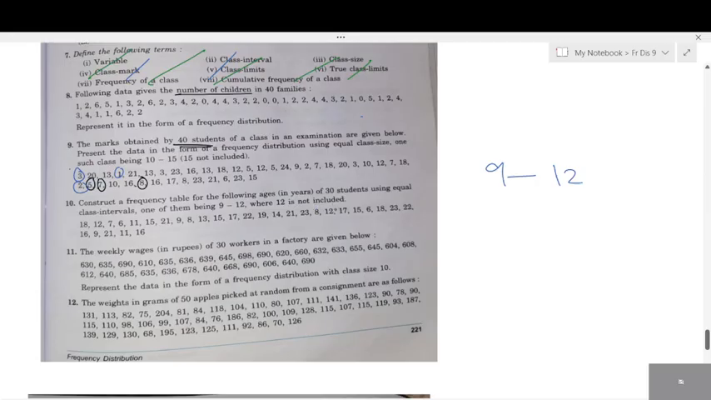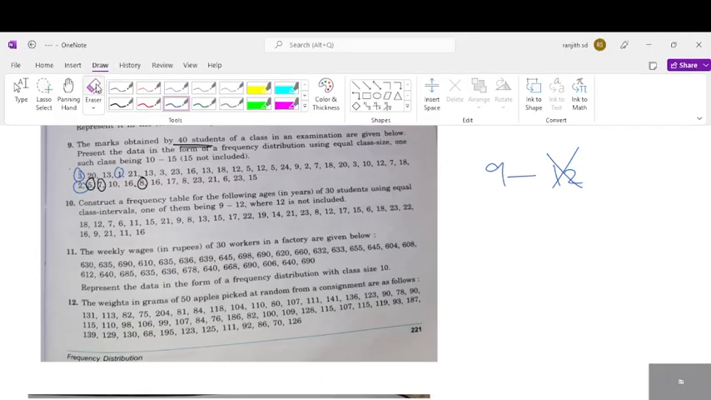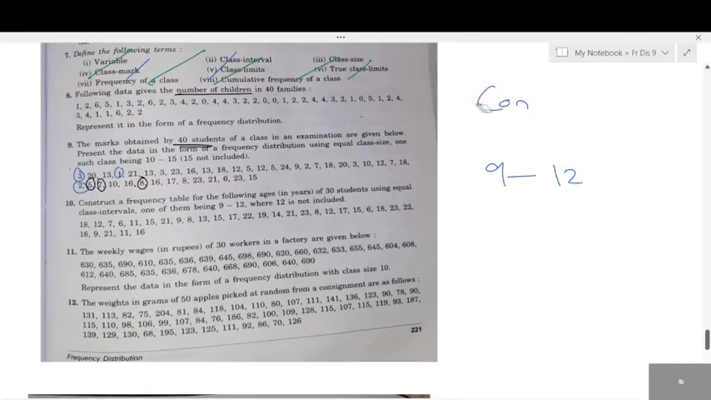What do you mean by 12 is not included? Inclusive or exclusive? Exclusive. So if 12 is not included, you should ignore 12, right? Upper limit. Okay. For continuous, is it inclusive or exclusive? Exclusive. So what should be the value here after 12? Should I write 13 or 12?